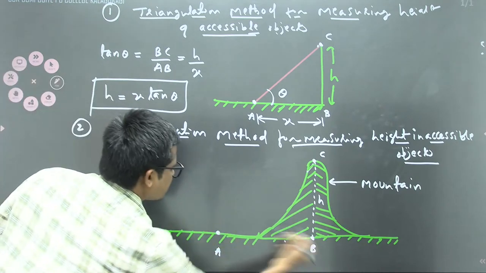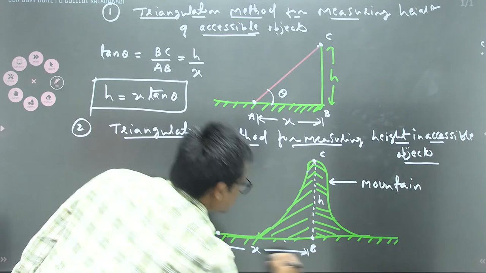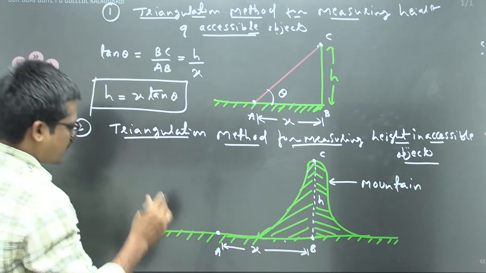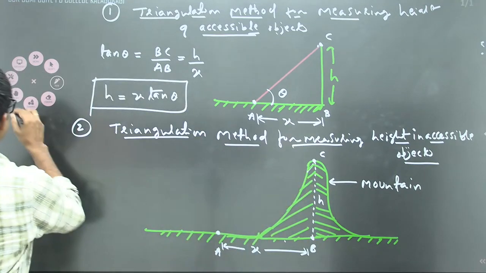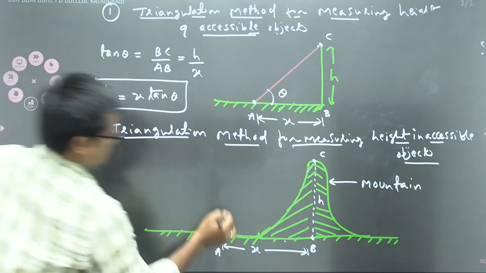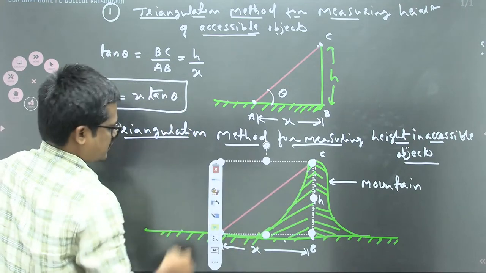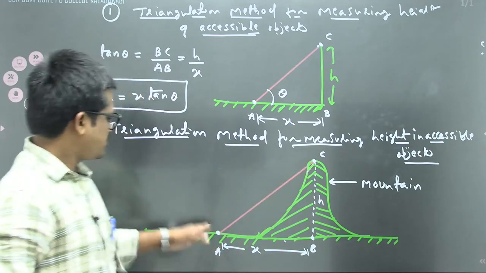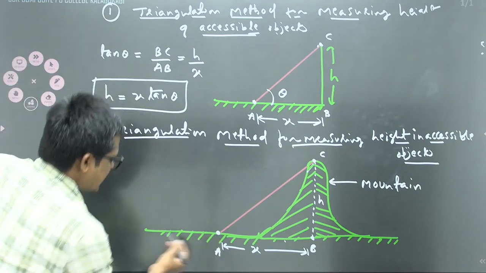Whatever it may be from here to B, let us call it X. Later on we eliminate it. We'll not bring it into the final equation. From here, using the telescope again, observe it, the line of sight. This is the line of sight when standing at A and observing C. Now, you move slightly from A.